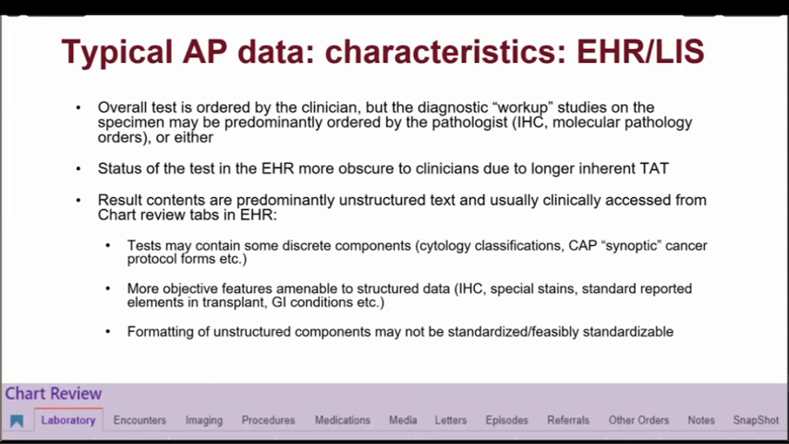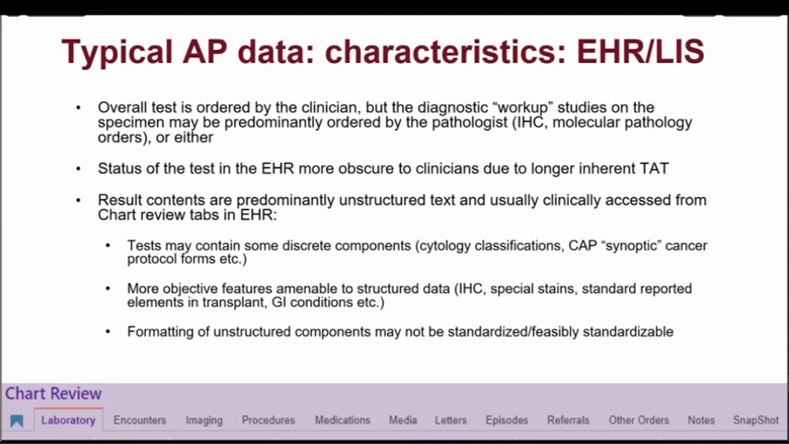And then the result contents for these tests are predominantly unstructured text, and they're also usually clinically accessed and read from the lab tab in chart reviews in the EHR. As I mentioned before, AP tests increasingly contain some discrete components such as cytology classifications, like for example, the Paris categories or PAP categories, as well as the CAP synoptic protocol forms. Today, for practical purposes, the discretization of AP data is pretty much limited to oncology scenarios.